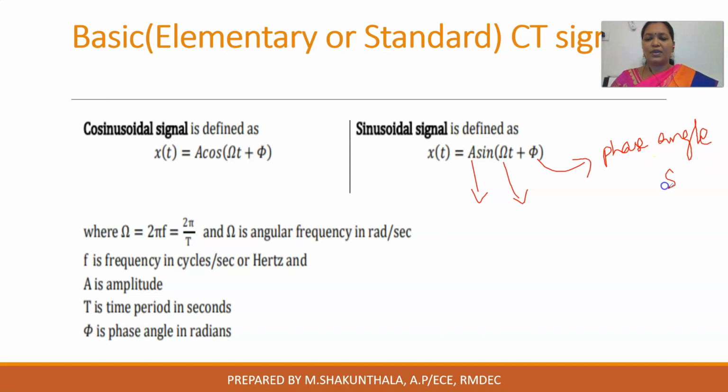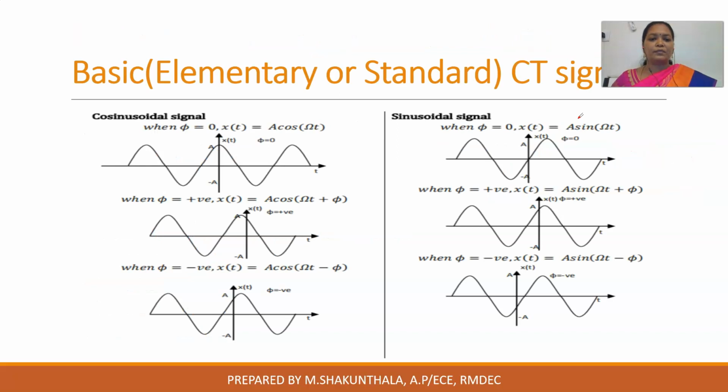So we can write the cosine signal as A cos omega t, and the sine signal as A sin omega t. So we are considering phi equal to 0. What happens? Just draw a cosine signal. See the difference between this signal and the sinusoidal signal. What is sine 0? Always you should start your signal from 0. From 0 you have to start your signal like this.